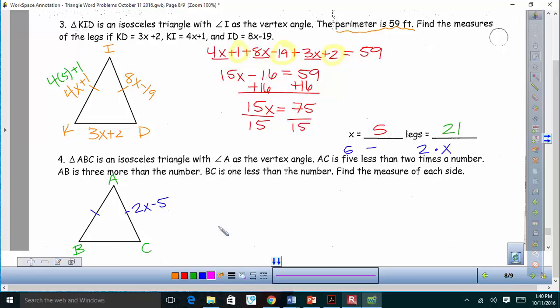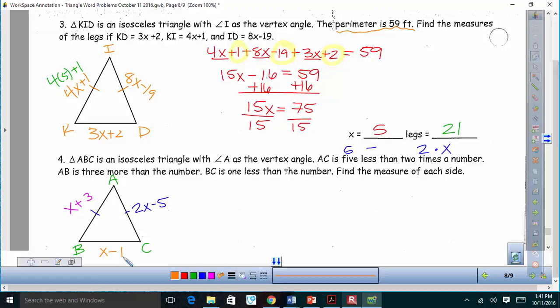Okay? And then it tells me that AB is 3 more than the number. So how would we write 3 more than the number? X plus 3. Then it tells me that BC is 1 less than the number, so that would be x minus 1. Okay, so they do not give me the perimeter this time, so we're not adding all these sides together.